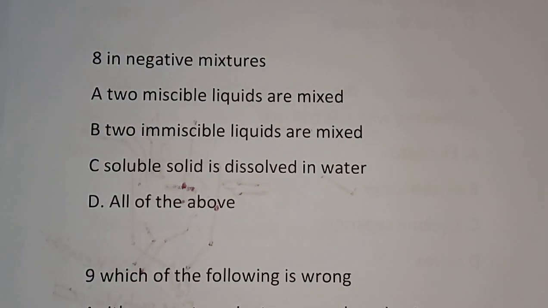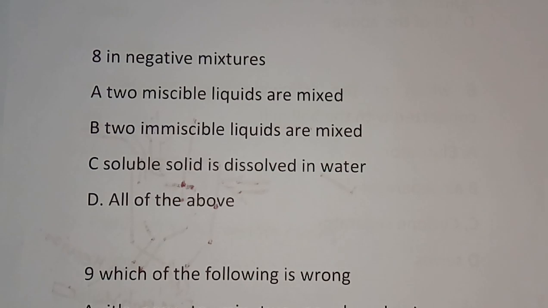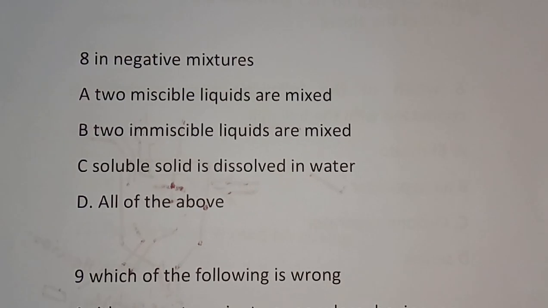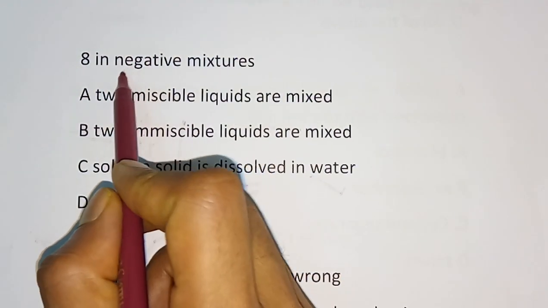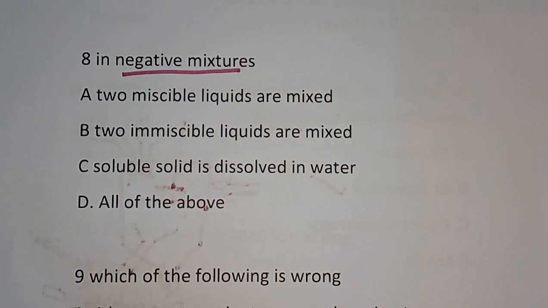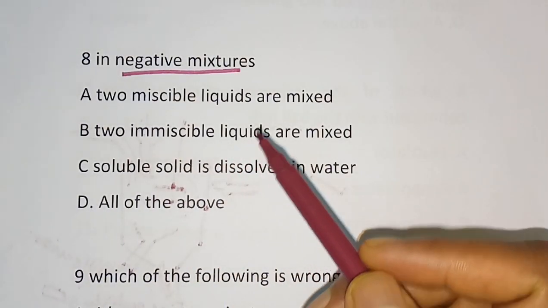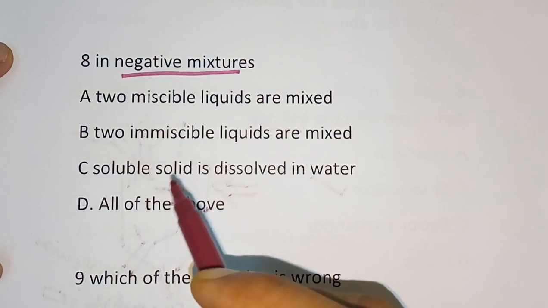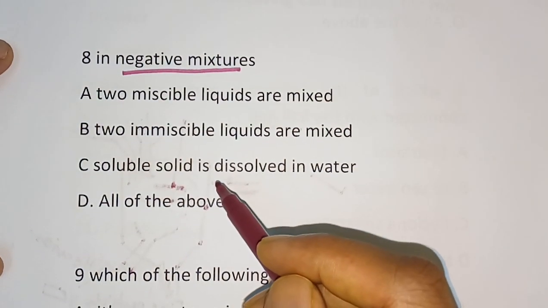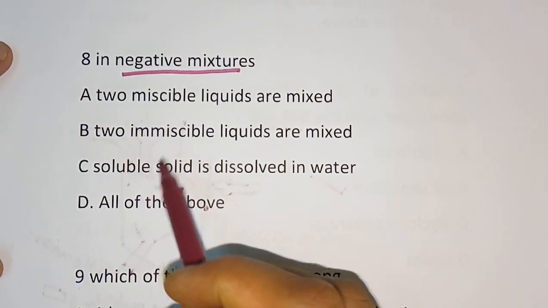This is the next chapter, chapter 7. Until now we studied chapter number 6. Now we are moving to chapter number 7. The first question of chapter 7 is about negative mixture. We should know what is negative mixture, what is positive mixture, and what are neutral mixtures. We will study the question first of all. After that we will see the different types of mixtures.